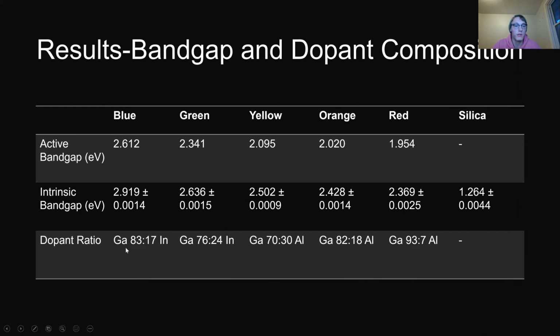A final thing to note is that the concentration of dopant versus gallium does not have a consistent effect on the band gap energy. As we can see, with increasing amounts of indium, we see a decrease in the band gap, whereas with increasing amounts of aluminum, we see increasing band gap energies. So again, this will be discussed further in the conclusion, but important to note.